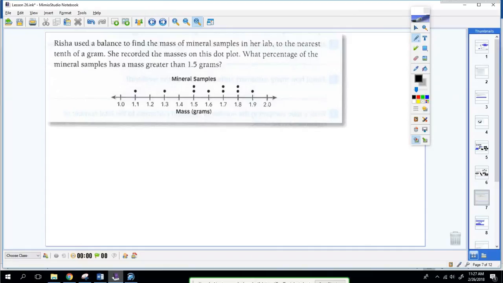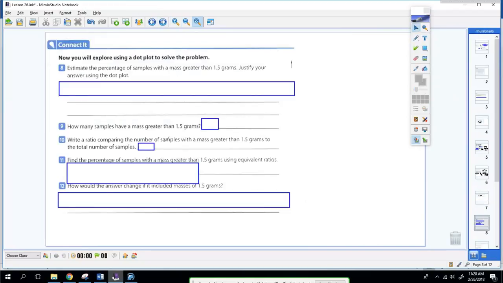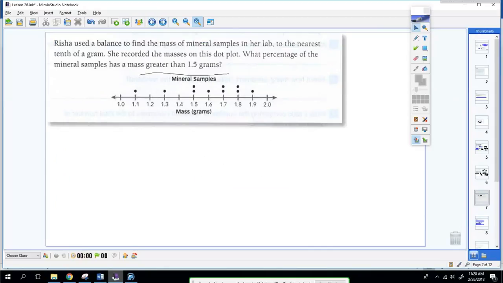Risha used a balance to find the mass of manure samples in her lab to the nearest tenth of a gram. She recorded the masses on this dot plot. What percentage of the samples has a mass greater than 1.5 grams? Before we figure that out, we first have to answer some questions. It says, estimate the percentage of samples with a mass greater than 1.5. So let's just estimate, so when we actually get our answer, we can figure out if we made a mistake.